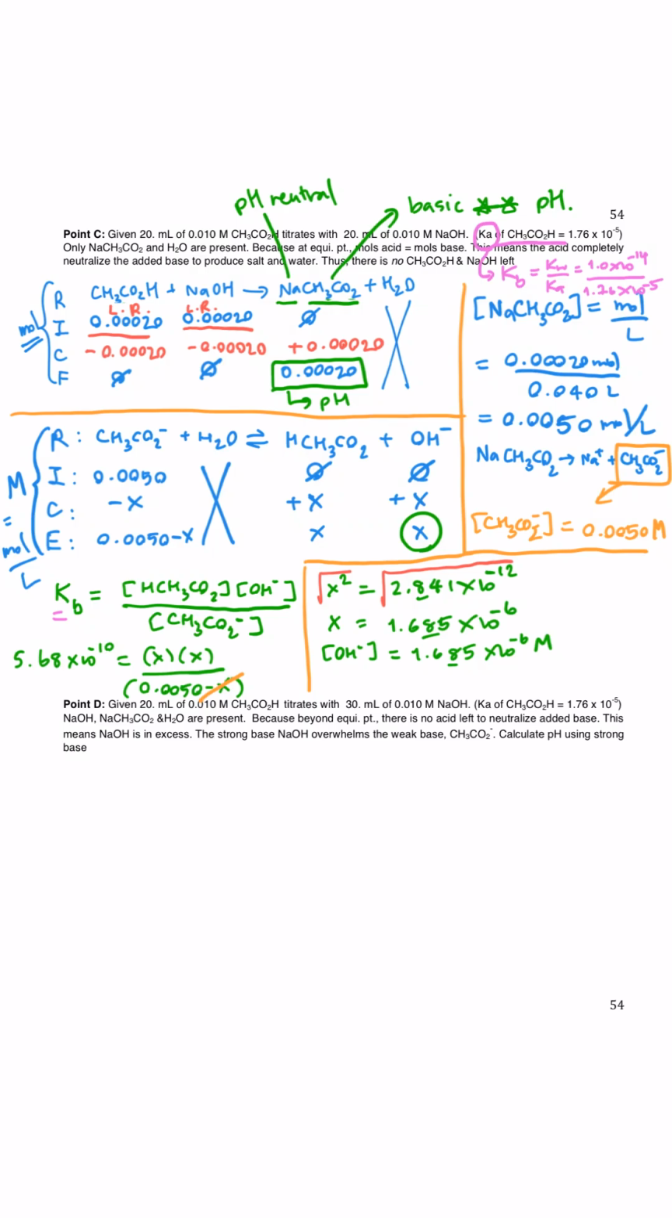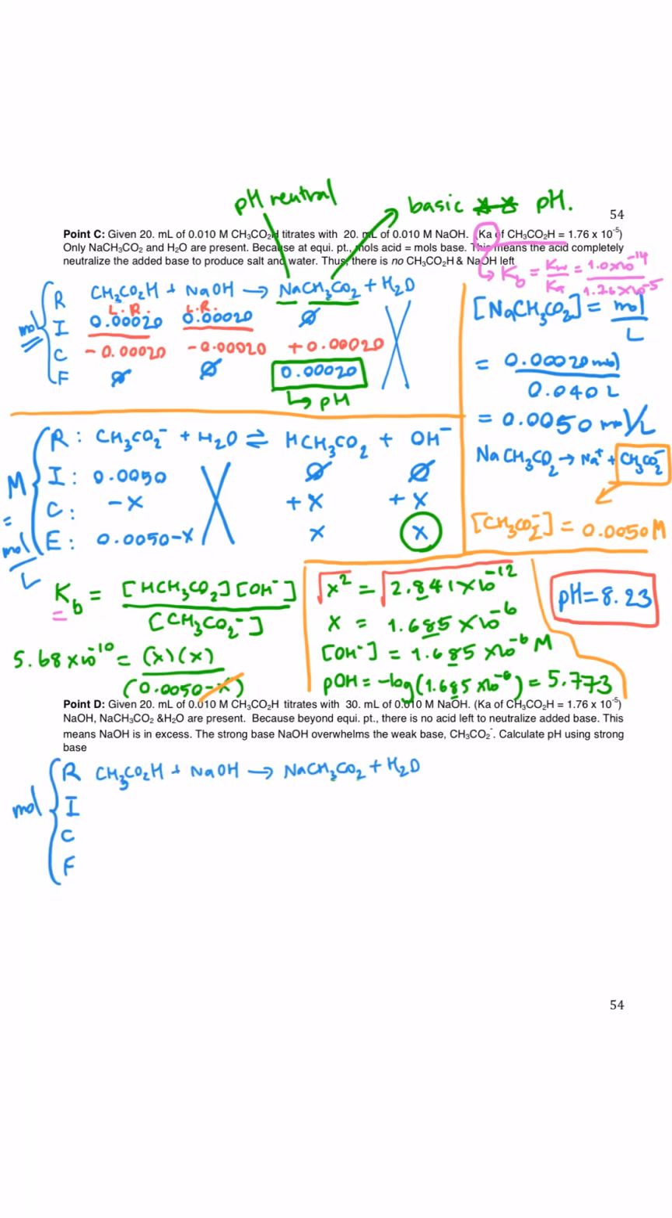If you take a negative log of this value, you are going to get pOH. And the pOH will equal 5.773. The last step is to convert pOH into pH. We will need to subtract this number from 14 and you will get the pH of 8.23. Let's check our answer. This salt is a basic salt and your pH should come out higher than 7, and our calculated pH is higher than 7, so this answer is valid.